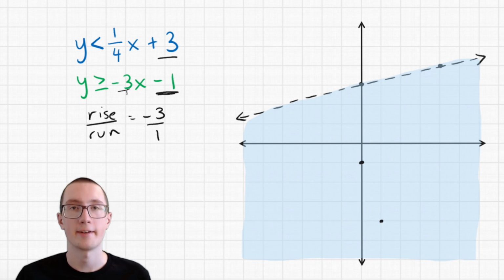So now are we going to draw a dashed line or a solid line? Well, there is a line underneath here. That means or equal to. So the line is going to be part of our answer. So we need to draw a solid line.